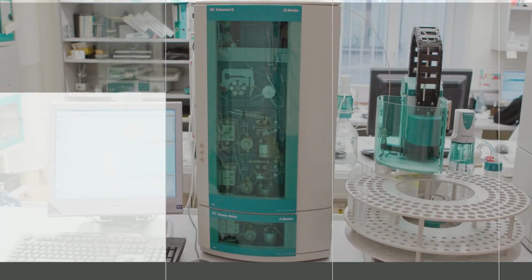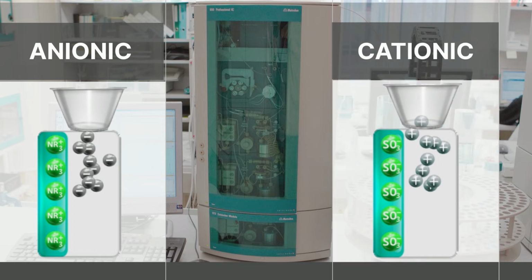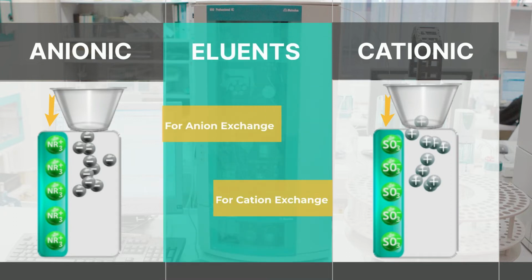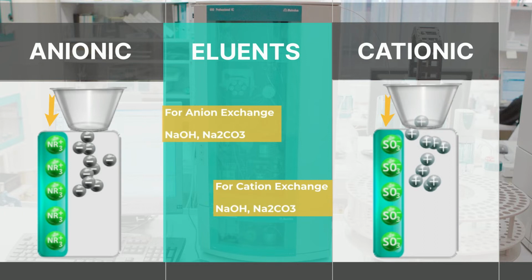Ion exchangers can be both anionic and cationic. They normally consist of a solid phase on whose surface ionic groups are fixed. Here are some typical eluents used during anion and cation exchange chromatography.